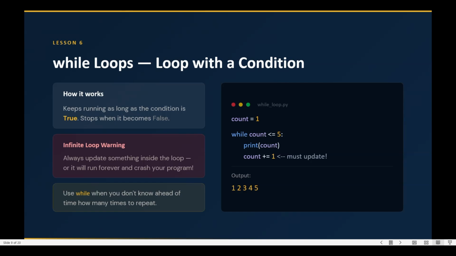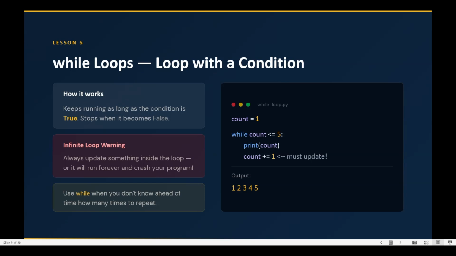Here they have given an example: while count is less than or equal to 5, print count, then count plus equal to 1. Here count plus equal to 1 means you are adding 1 to the count at the last, and again going to the first, and then again it is an iteration. It stops when the condition is false. It runs till the condition is true, and if the condition is false, it stops there.